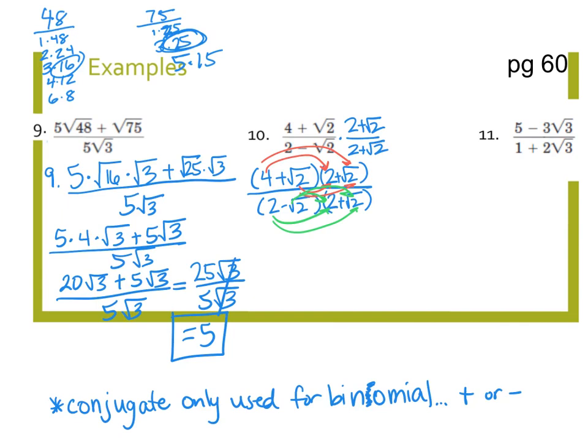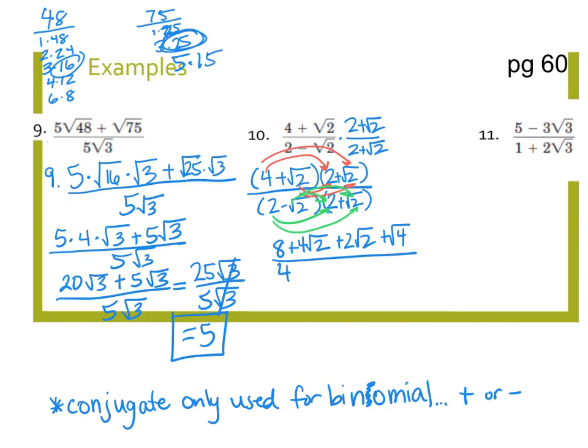4 times 2 is 8. 4 times square root of 2 is 4 square roots of 2. Square root of 2 times 2 is 2 square roots of 2. Square root of 2 times the square root of 2 is the square root of 4. 2 times 2 is 4 on the bottom.